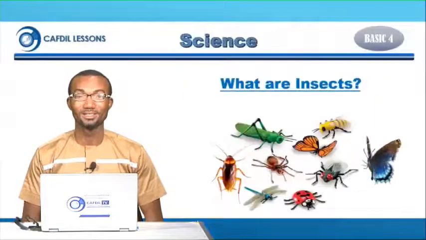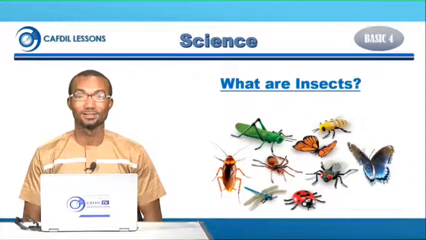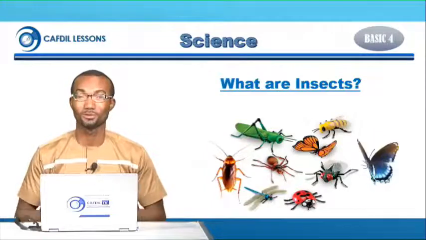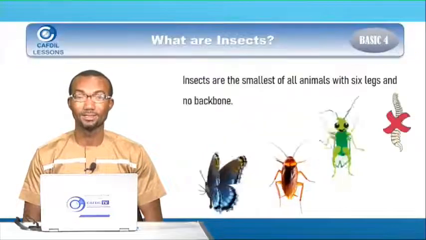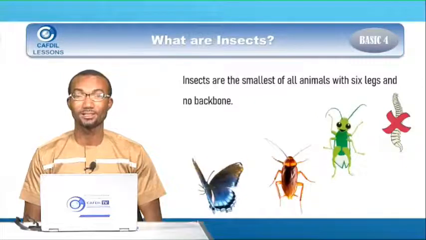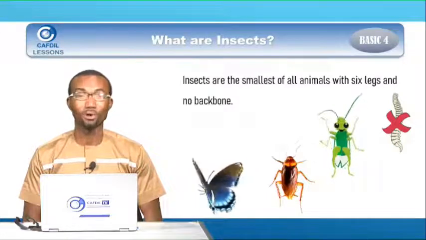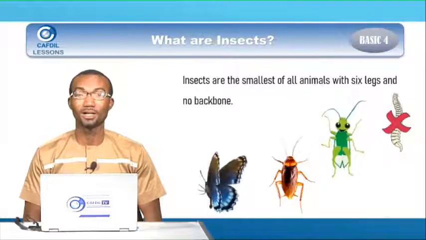Now let's begin with the lesson. What are insects? We are surrounded by lots and lots of insects. But really, what are insects? Insects are the smallest of all animals with 6 legs and no backbone.